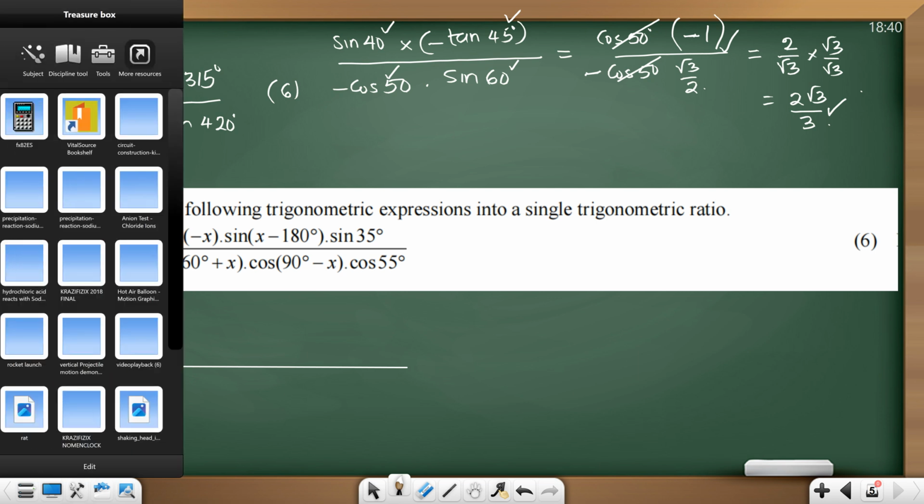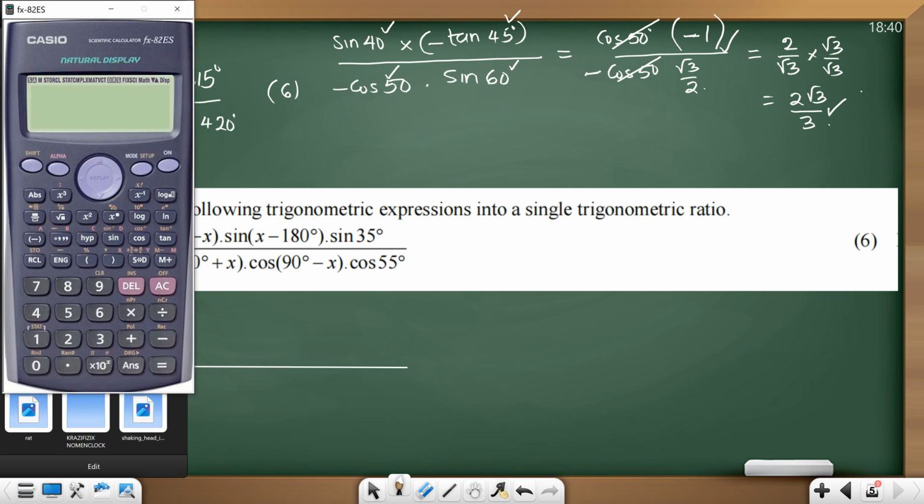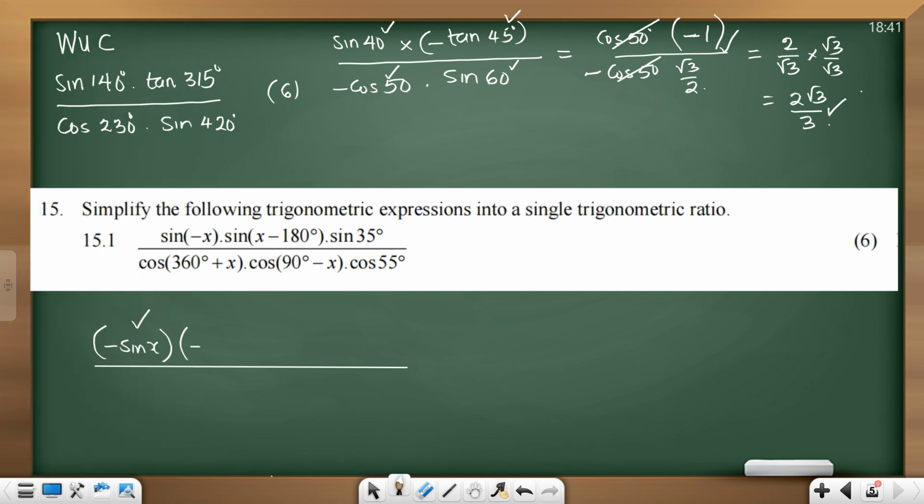Sine x minus 180. Use a card. Don't stress. In an exam, you put 1 minus 180. Positive or negative? Negative as well. 180 is horizontal. Am I nodding or shaking? Shaking my head, which means don't change. So what do I have? Negative sine x. Second mark. There's nothing I'm doing to sine 35. No mark.